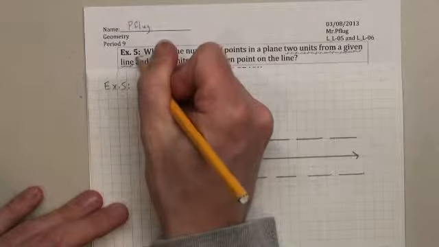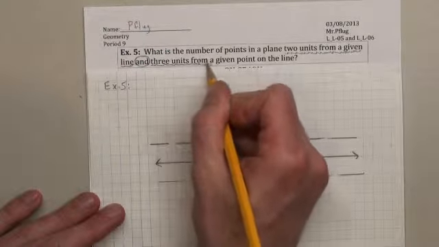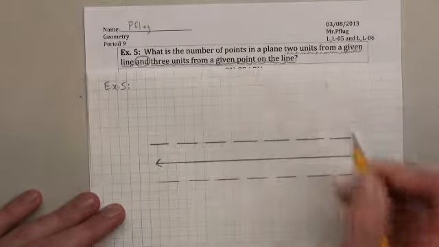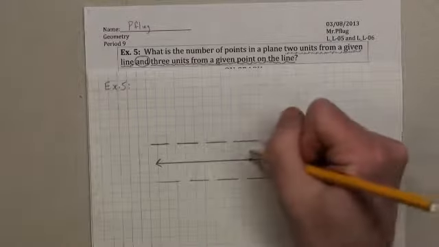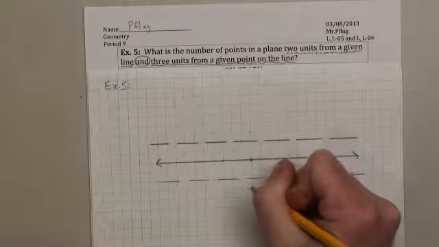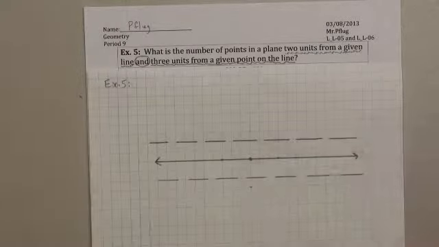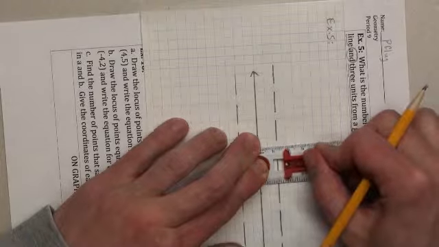Then here's our connecting word, so we know it's a compound locus. And 3 units from a given point on the line. So put your point anywhere, and it's got to be 3 units away. 1, 2, 3. So it's a circle, right, with a radius of 3. So I'm going to use my compass and draw this circle. I'm going to line up on one of those dots that's 3 units away. Okay, there you go.